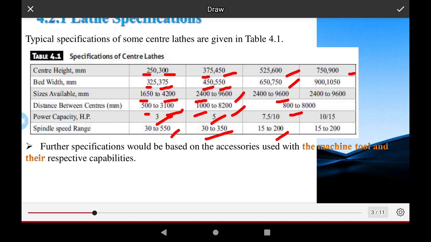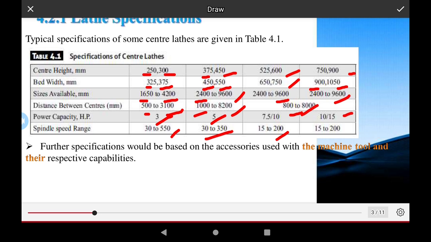The other machine standard has a center height of 750 mm to 900 mm, and the width of the bed of the machines is 900 to 1050 mm. Size available of the machines is 2400 to 9600 mm, and the distance between centers is 800 to 8000 mm, and the power capacity of this machine is 10 to 15 horsepower, and the speed is 15 to 20 rpm.